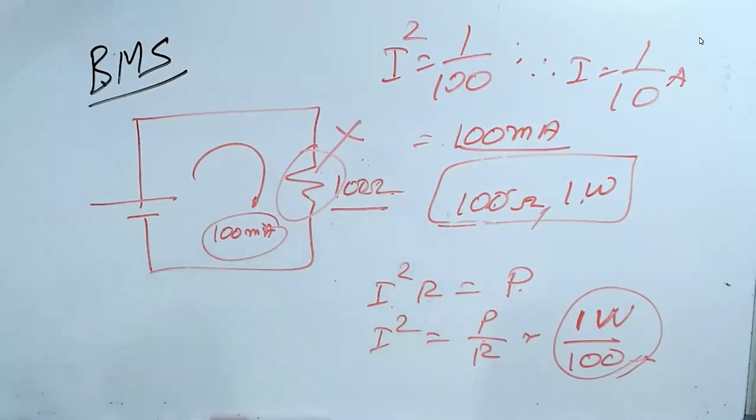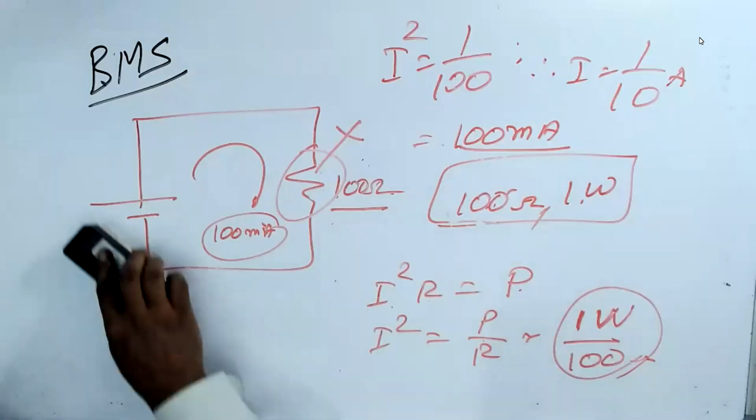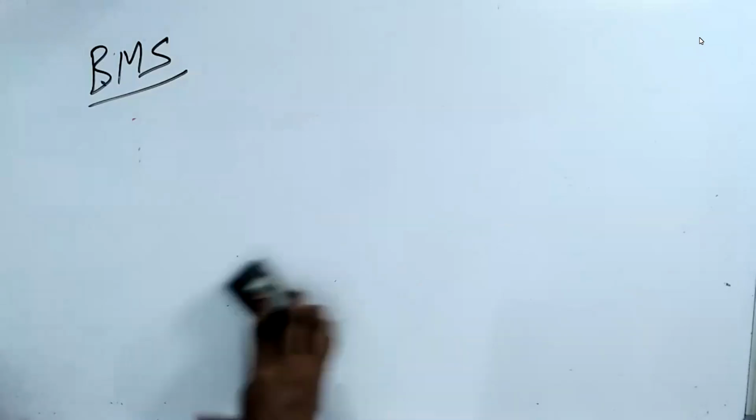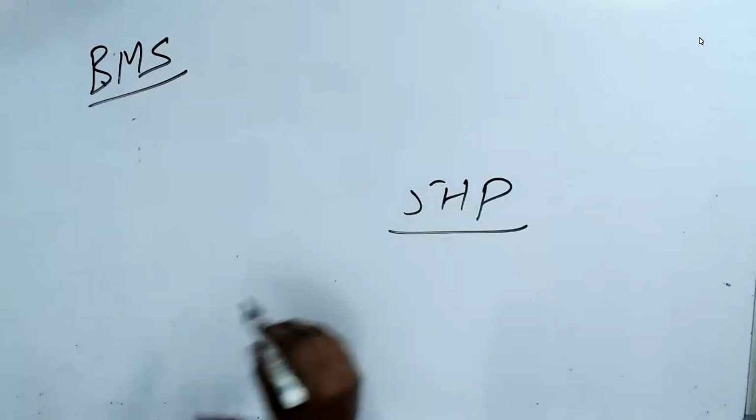Sir, only based on the current we have to calculate the rating, sir? Yeah, the rating of the device is current. All this wattage, I give you just to confuse you. Let us assume that I have a motor. My motor can withstand only 5 HP. My motor is 5 HP.